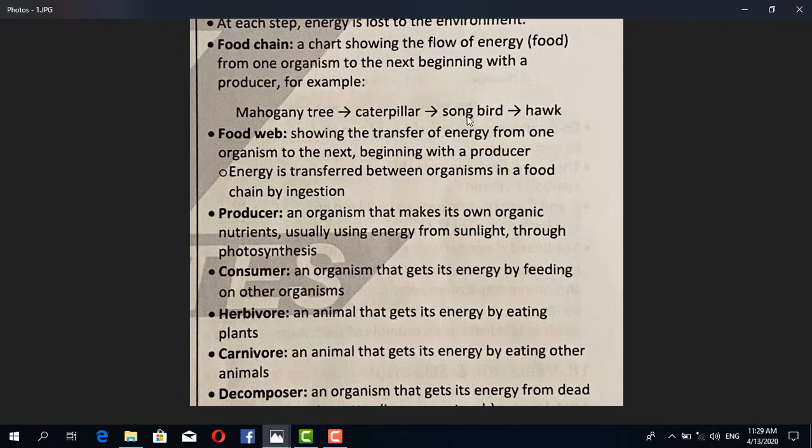The caterpillar is going to be eaten by a songbird, and therefore the energy has transferred from the caterpillar to the songbird, and finally the songbird is going to be eaten by the hawk. So the final energy here is transferred to the hawk. The food chain shows the transfer of energy from one organism to the next, beginning with the producer. The energy transferred between organisms is by ingestion.